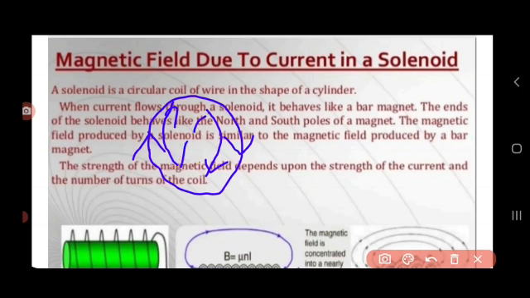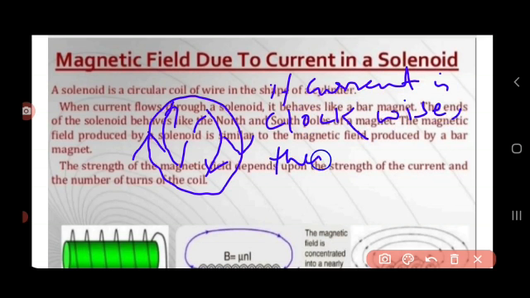And this is the clock rule. I just repeat once again, if the current is clockwise, then south polarity is developed, and if the current is anti-clockwise, then north polarity is developed. This is all about the clock rule.